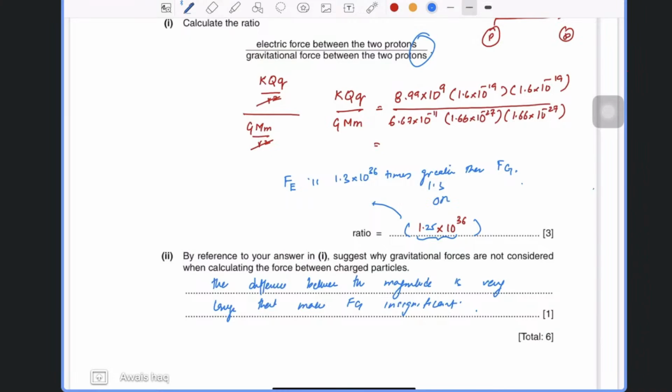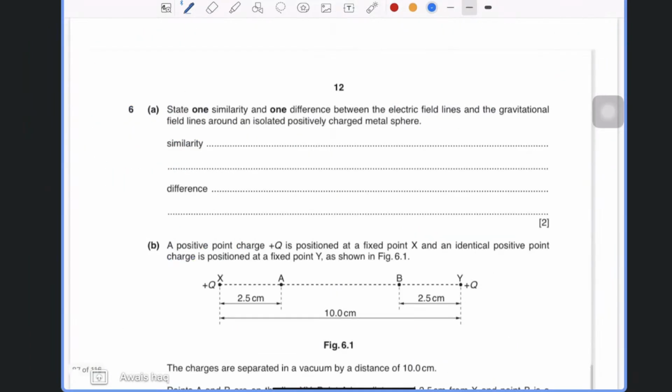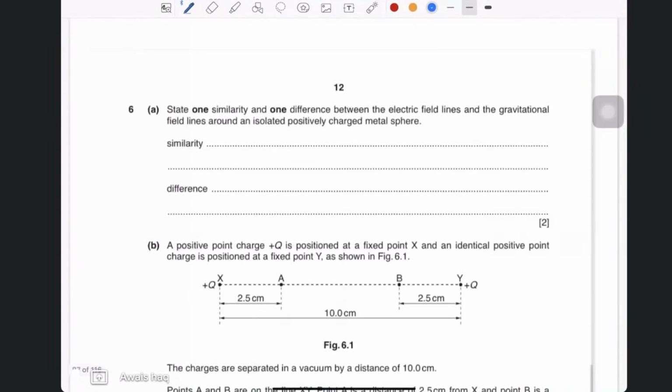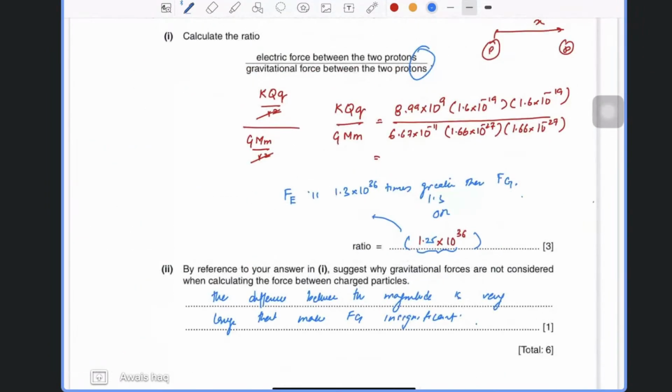Now we are going to go to the next page. Sir, could you show that question again? Yes, please, you can have a look. Sir, that makes what insignificant? It makes the gravitational force feel insignificant, right? Because 10 raised to power 36 is more than a trillion, I think. Alright, is it clear?